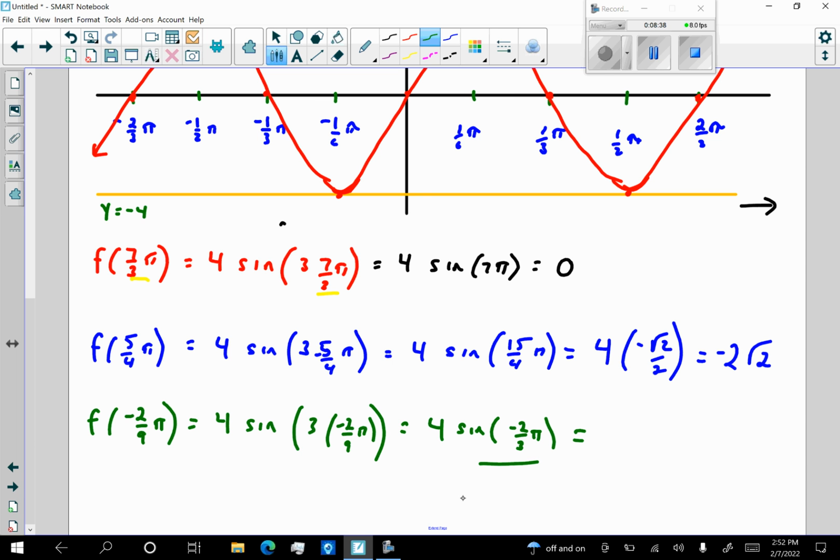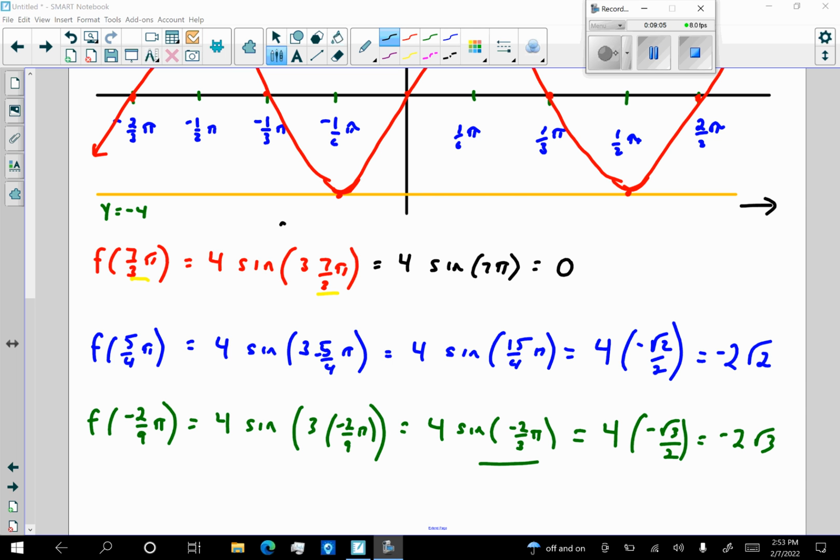So I'm going to look at my unit circle and decide where negative 2/3 is. And where is negative 2/3? Well, 1/3, right here is negative 2/3. And the sine of negative 2/3 is negative square root of 3 over 2. So this is going to be 4 times negative square root of 3 over 2. And that's going to be negative 2 square root of 3.